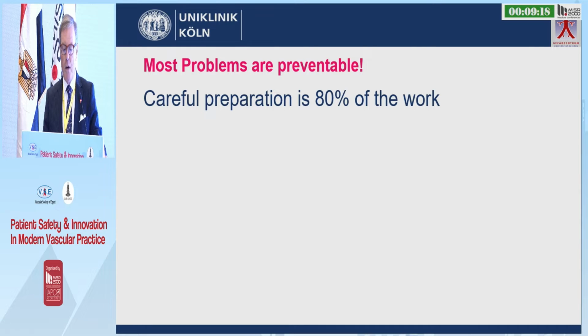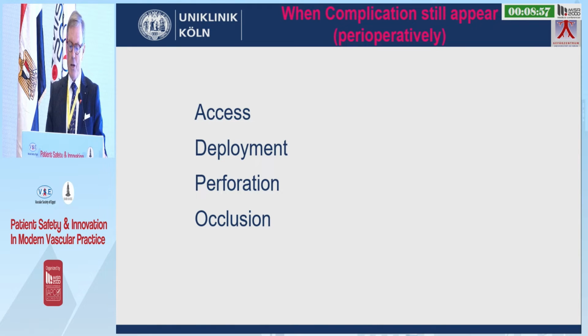And most of the problems are actually preventable. So in my opinion, if you have a very thorough preparation of your case that you are going to do on the desk, then you will have it much easier in the OR. The complications that may occur during the perioperative phase are either access problems or deployment problems. You might perforate a vessel, or your stent graft might occlude.